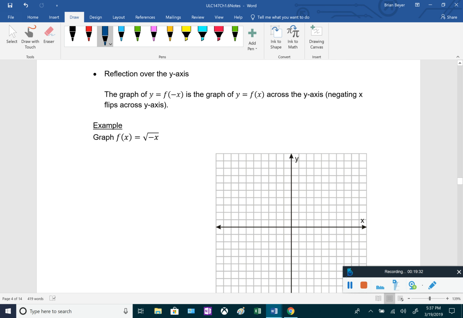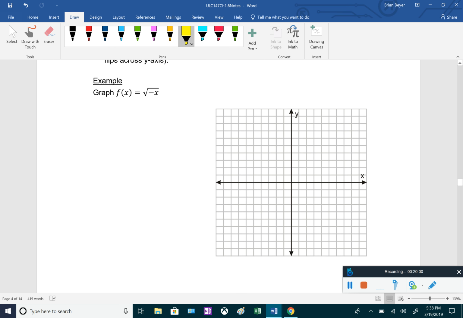Okay, for the next thing, so that was a reflection over the x-axis. For a reflection over the y-axis, this time if we negate the x values, so if x is negative, it's going to be the graph of f of x reflected across the y-axis. So for this one, you can say if you're negating the x, you flip it across the y-axis.